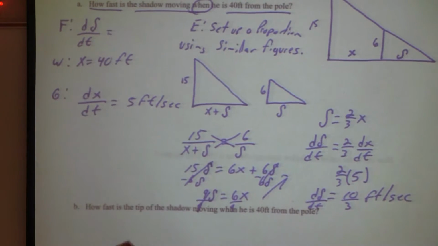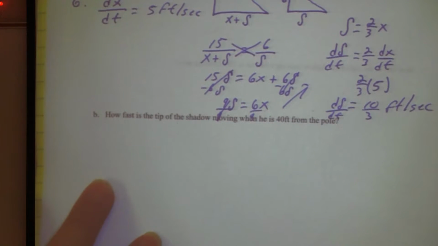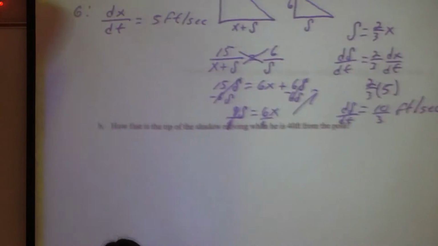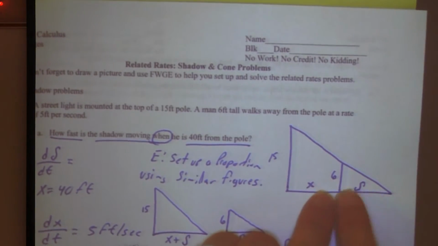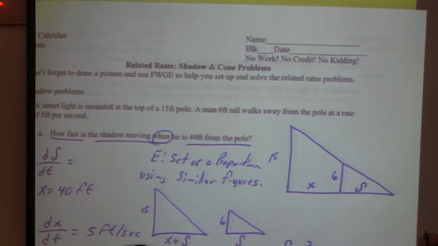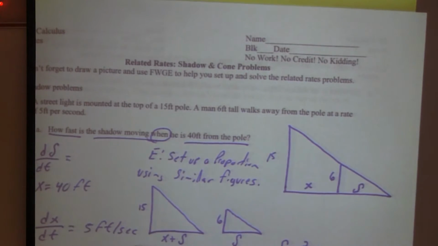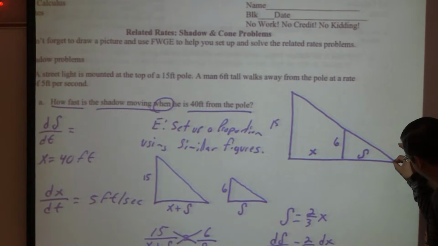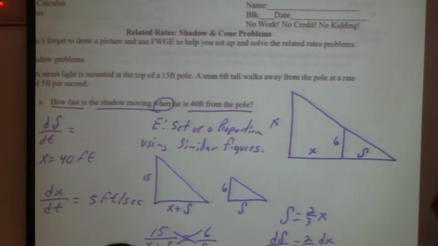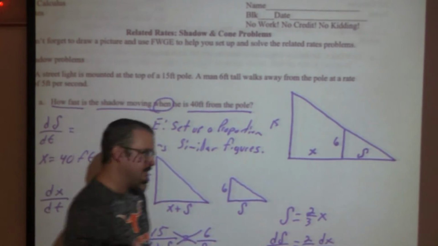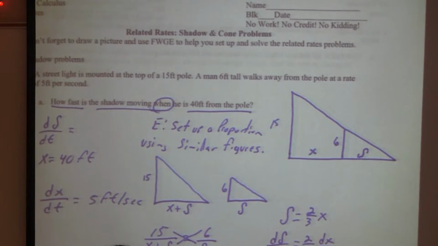Right? The other question that they ask regarding shadow problems is this one right here. They might also ask how fast is the tip of the shadow moving when he is 40 feet from the pole? So this one is talking about the rate at which the length of the shadow is changing, right? That's telling you how the whole shadow is moving. And the shadow is actually changing in size as I move away from the street poles, right? What the next one is asking is the rate of change of just the tip of that shadow. So the shadow will always have a tip. I want to know how that tip is moving. You understand? How do I figure out where the tip is? What do I have to do?